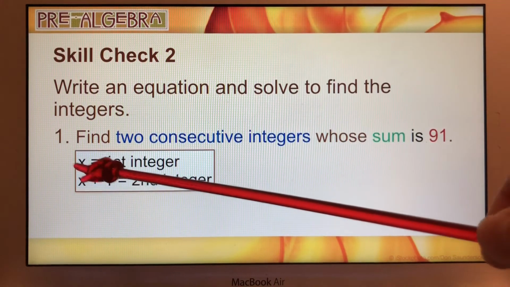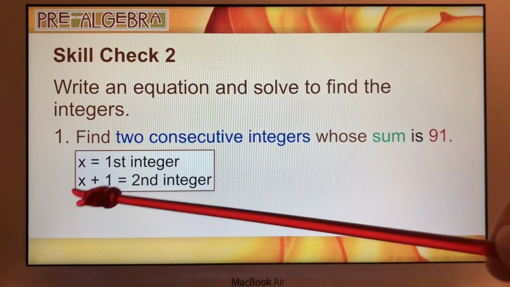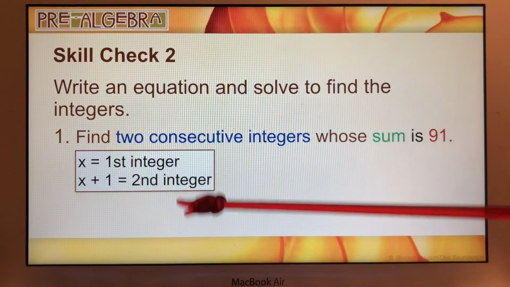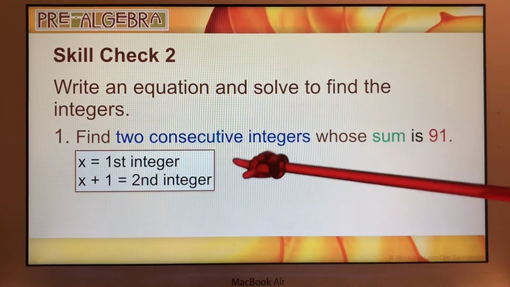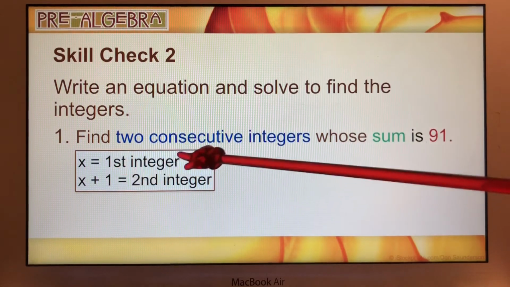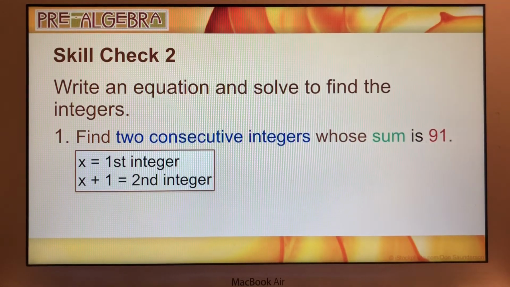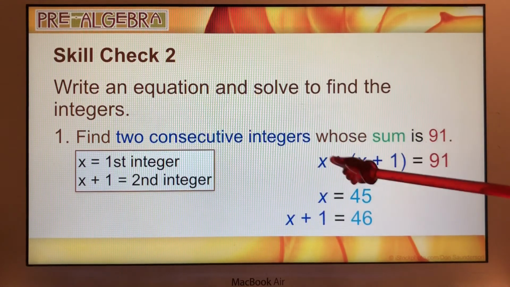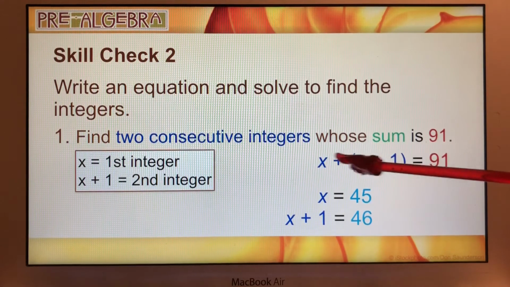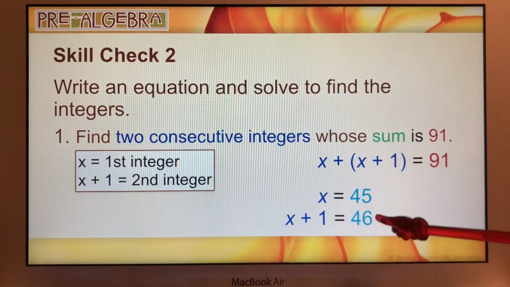So we have to define our variable, x. x is equal to the first integer. x plus 1 is equal to the next integer, or the second integer. Now, their sum, that means the first integer plus the second integer is 91. How do we write that? You have x plus (x plus 1), the sum of these two numbers, equals 91.